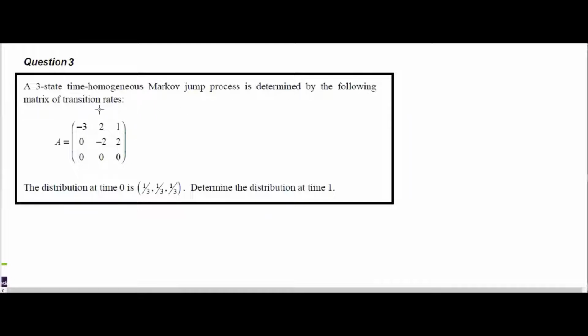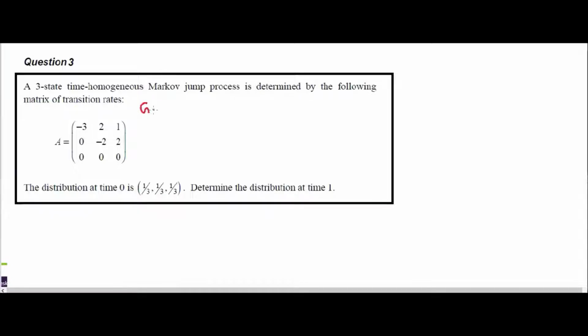Don't go by the words, because sometimes it appears as if this is a transition matrix, because the words you see are "matrix of transition rates." Rates means this is a generator matrix. If you add everything, -3 to 1, that is 0, it's not 1. So this is a generator matrix. Remember, this is a generator matrix.